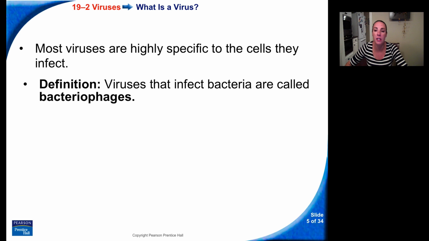Most viruses are highly specific to the cells that they infect, and viruses that infect bacteria are called bacteriophages. So viruses can't just infect any cell, which is why a lot of the viruses that are in birds and other animals cannot infect humans, because they're very specific to which cells they can actually infect.